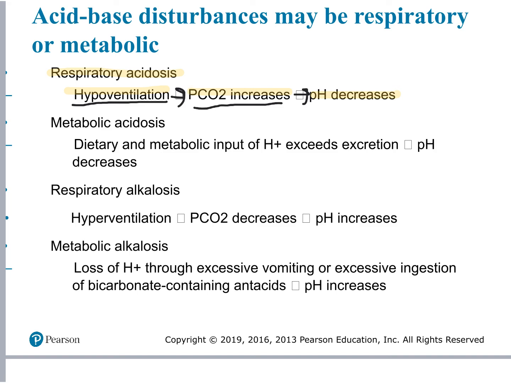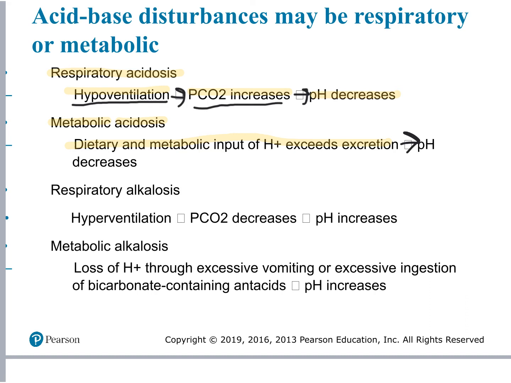Now let's look at metabolic acidosis. Metabolic acidosis means you're acidotic. That means you have a higher than normal hydrogen ion concentration and your pH is low. Usually that's due to your dietary and metabolic input of hydrogen ion exceeding excretion. So that means you're increasing the amount of hydrogen you're putting in your system through your diet, more than what your kidneys are excreting. And when that happens, then your pH is going to decrease because you're becoming more acidotic. Remember, the lower the pH, the more acidic you are. The higher the pH, the more alkaline you are.